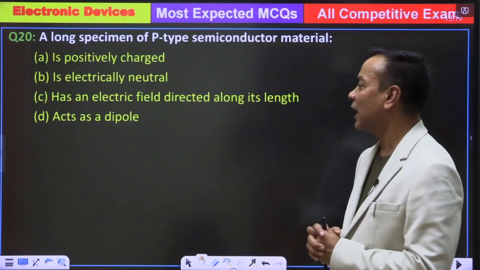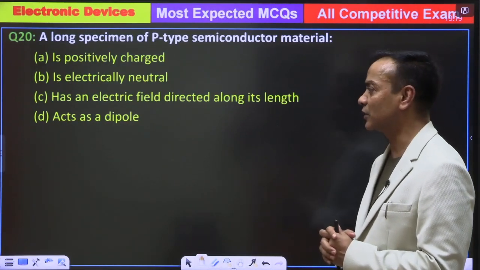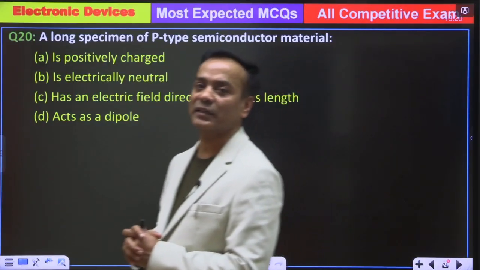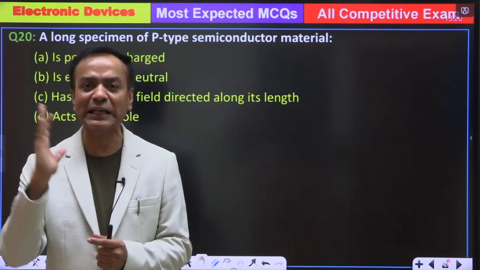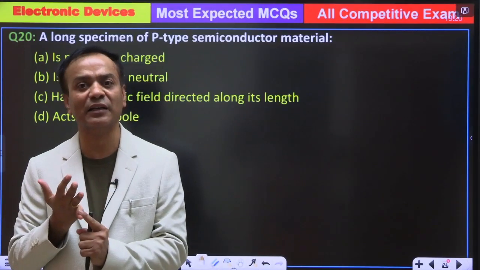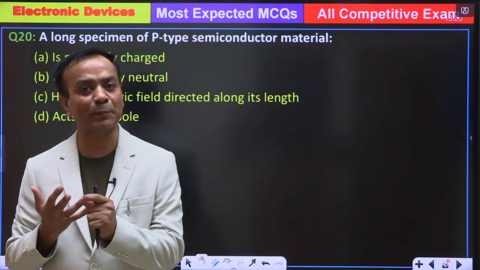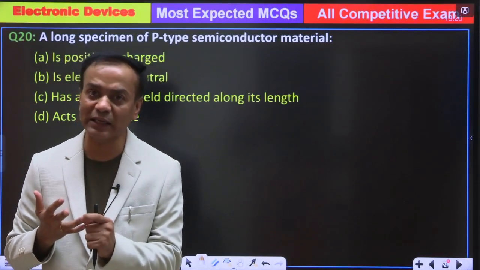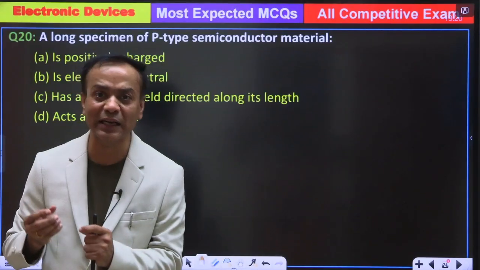Option C, has an electric field directed along its length. Option D, acts as a dipole. I would like to say here, any type of semiconductor, even the intrinsic semiconductor, electrically it is neutral. For P type of semiconductor, electrically it is neutral. For N type of semiconductor, electrically it is neutral.